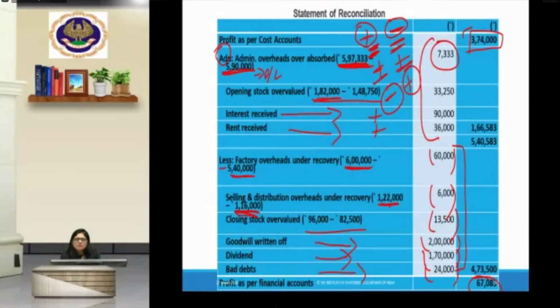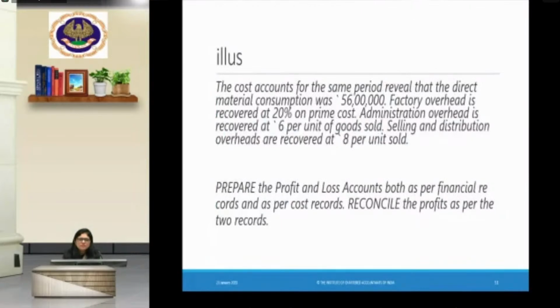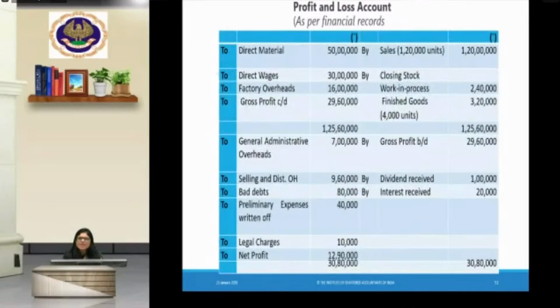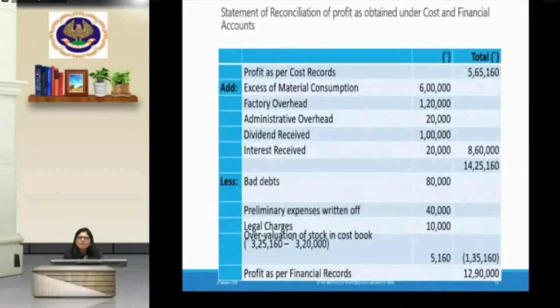All right. So there's another question for your practice. Do practice this. Again, the question has extracted transactions. It's a combination of financial and cost. So this is the illustration. You have to make the profit or loss account first. Then you have to make the cost sheet. And then you have to make the reconciliation. Clear? So an extra question for practice.